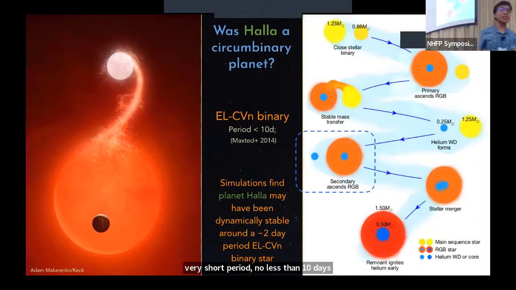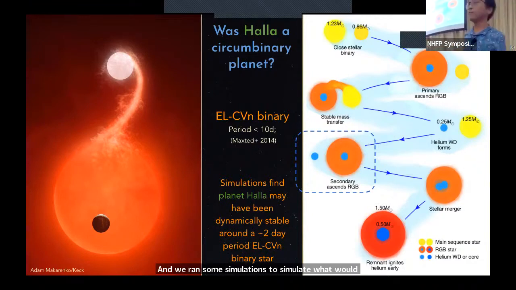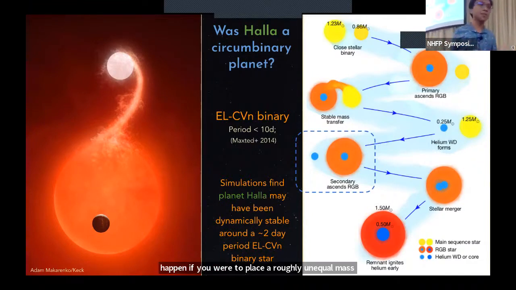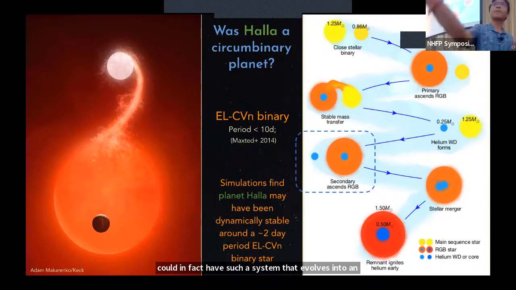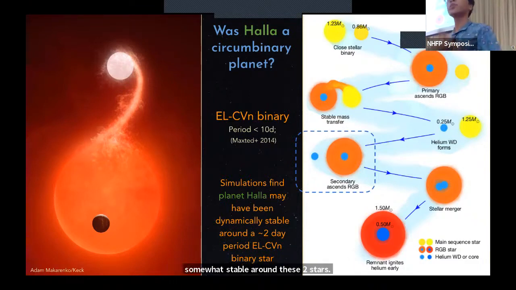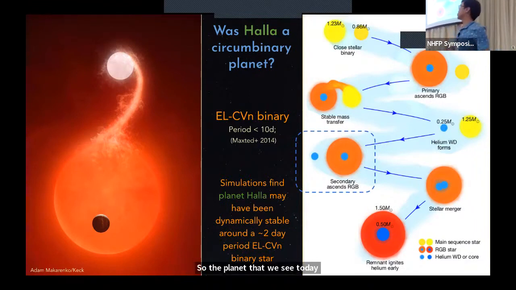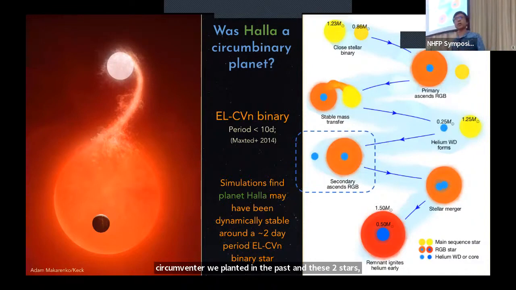And we ran some simulations to simulate what would happen if you were to place a roughly unequal mass ratio binary around them. And we could find that you could in fact have such a system that evolves into an ELCVN type binary while having a planet that is somewhat stable around these two stars itself. So the planet that we see today might have been a circumbinary planet in the past, and these two stars eventually form a red giant white dwarf pair that's sort of merged together itself.